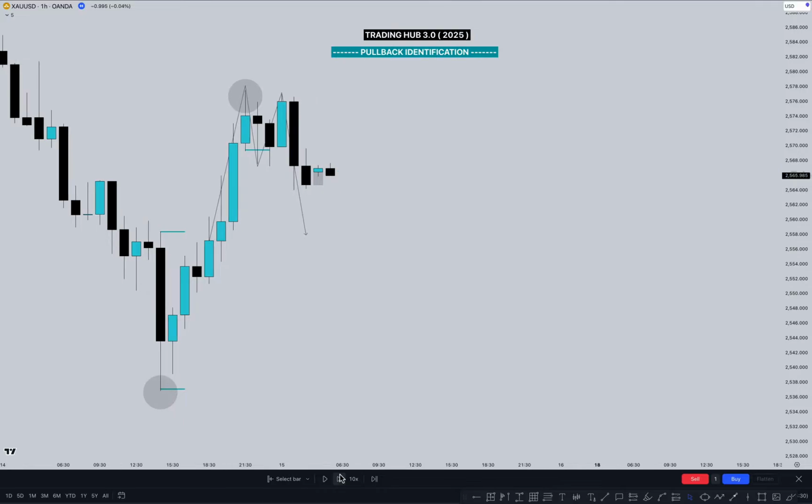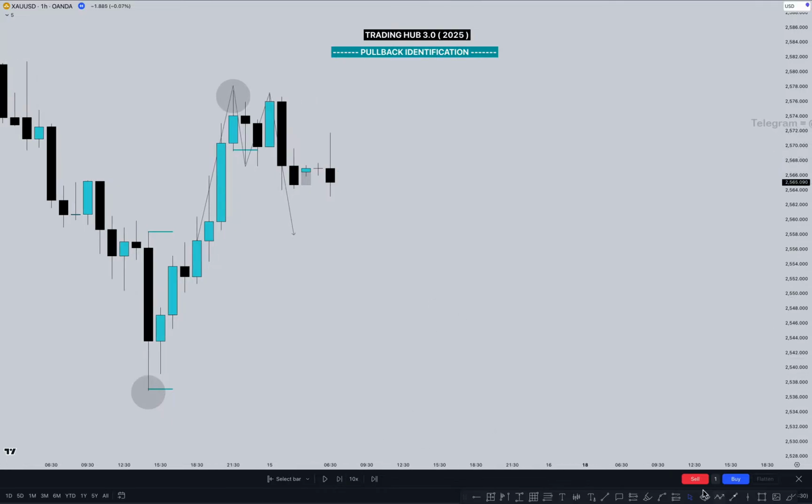Okay, so let's see what happened next here. We can see clearly that the market breaks the previous candle high here. Okay, so this point becomes our valid pullback. Of course, yes or no?